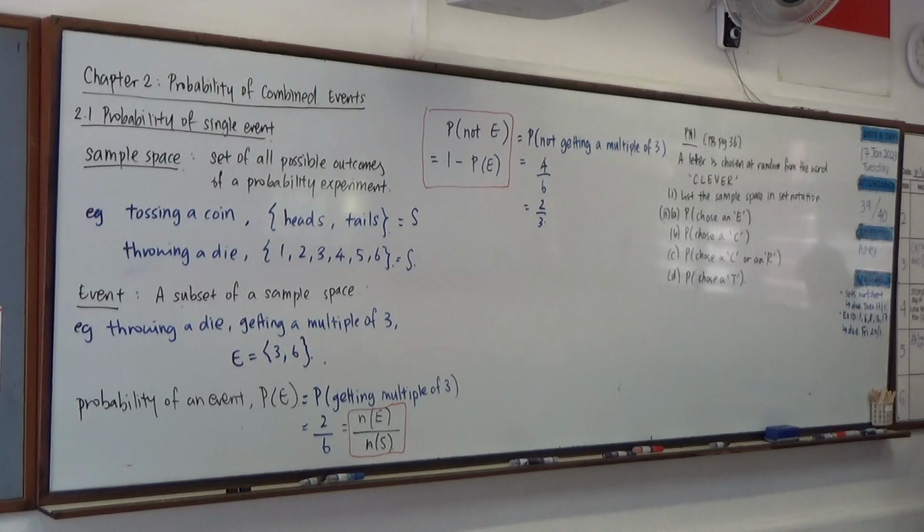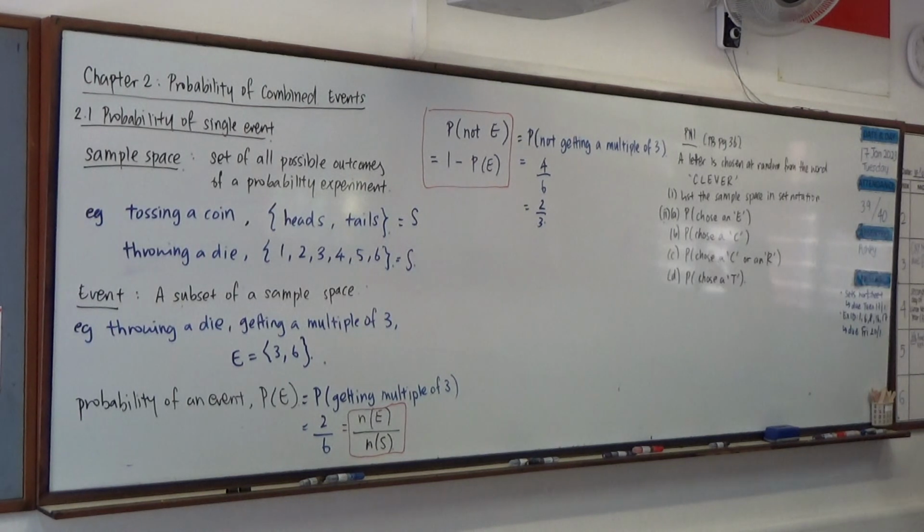Practice Now 1 is definitely a question that we are capable of doing at this point, because we have covered it in Sec 2 before. So just a very quick recap. We are choosing a letter at random from the word CLEVER. Part 1 wants us to list the sample space in set notation.